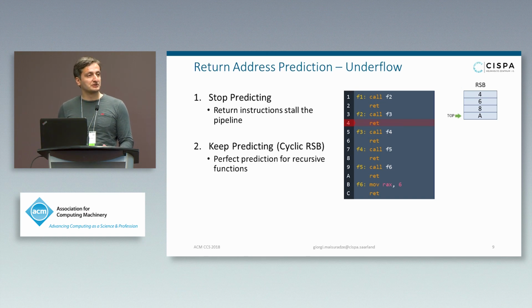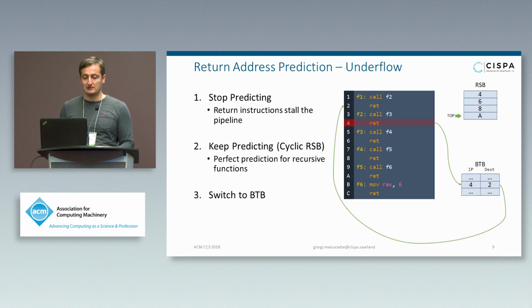Second is to use the RSB as a cyclic buffer and keep predicting the same entries over and over again. This can help, for example, if we have deep recursive functions. And finally, we can also use branch target buffers like indirect jump predictors to predict return addresses. And this last technique is used in recent architectures after Skylake in Intel.